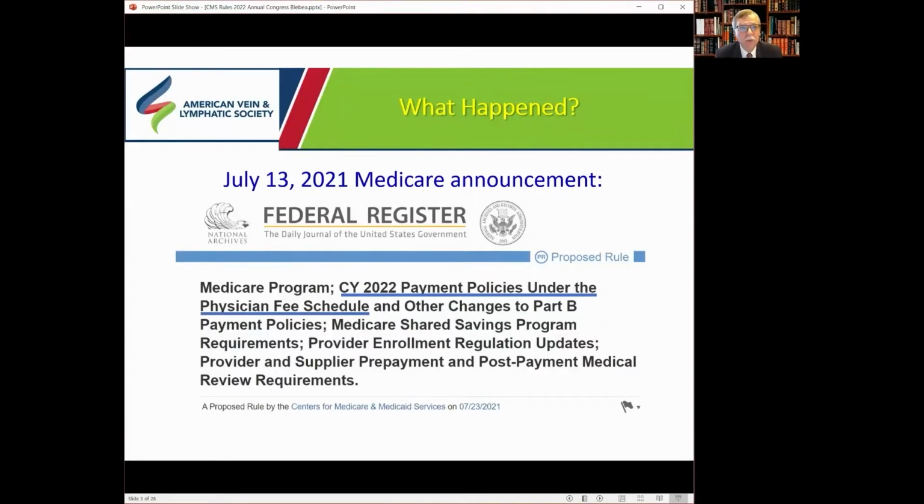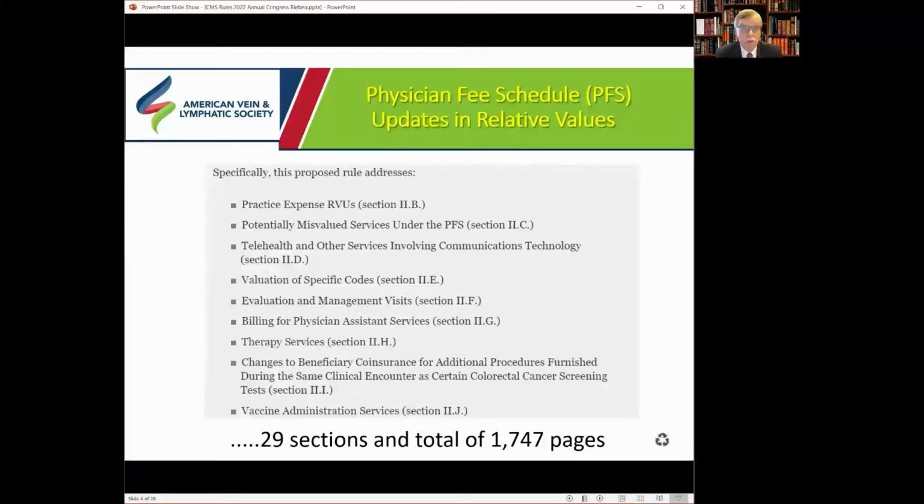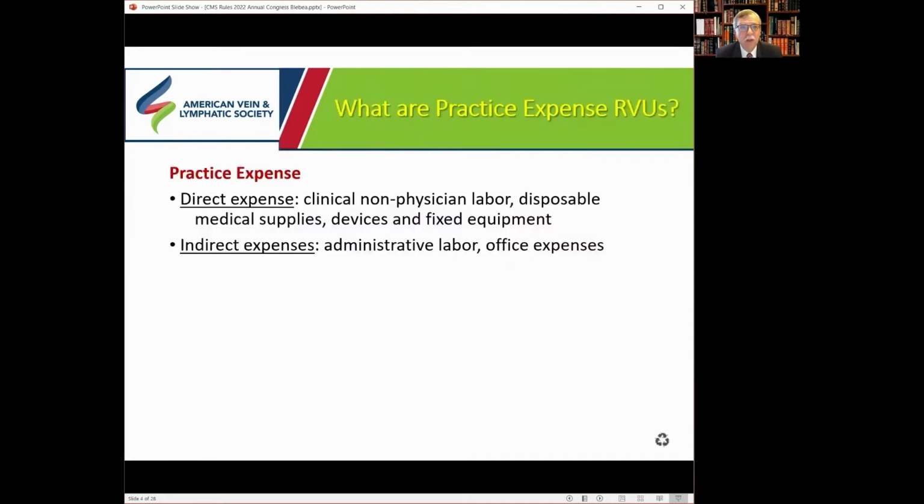So what happened? Back this summer, not too long ago, on July 13th, Medicare made the announcement that they have certain policies that they want to put in place for physician fee schedule for the upcoming year. Now, there were a total of 29 sections to this, 1,700 pages, but the first one that they listed was practice expense relative value units and how those were going to be changed. And indeed, that's what potentially can affect all of us.